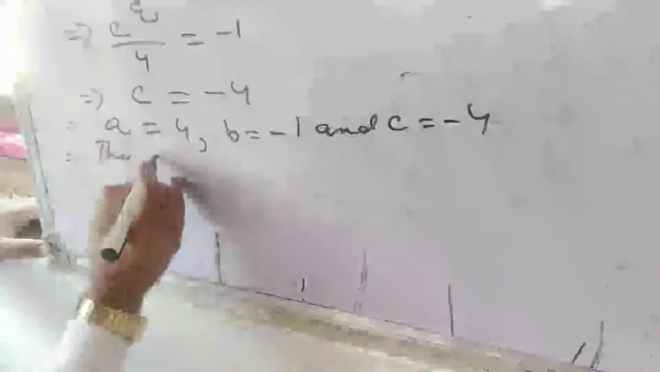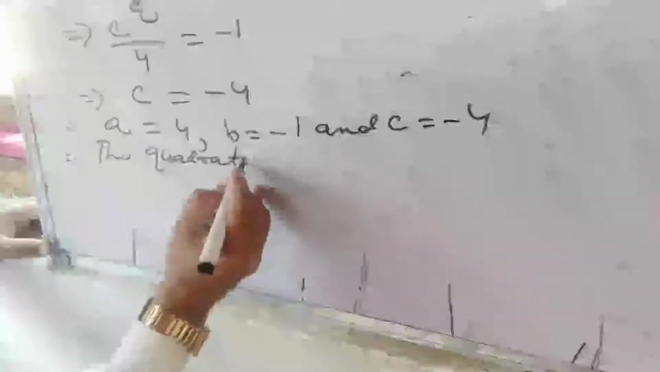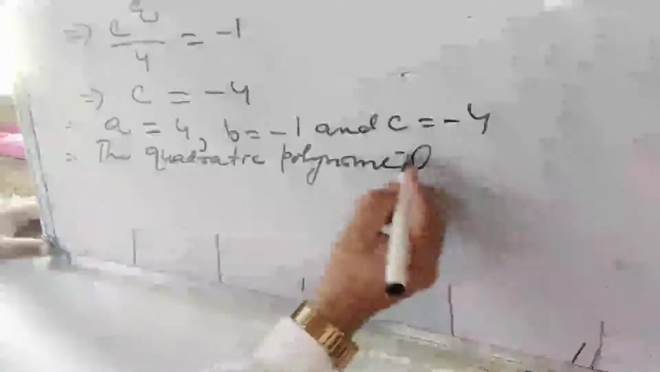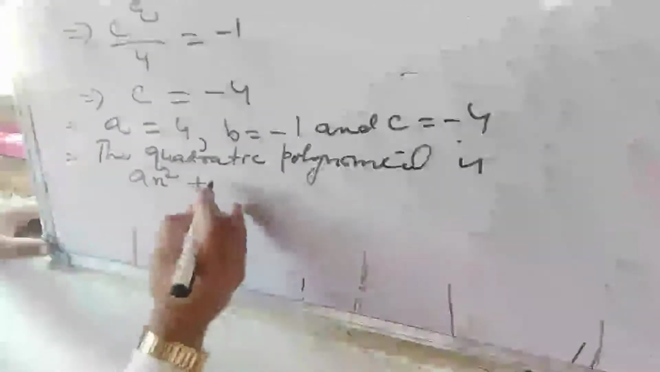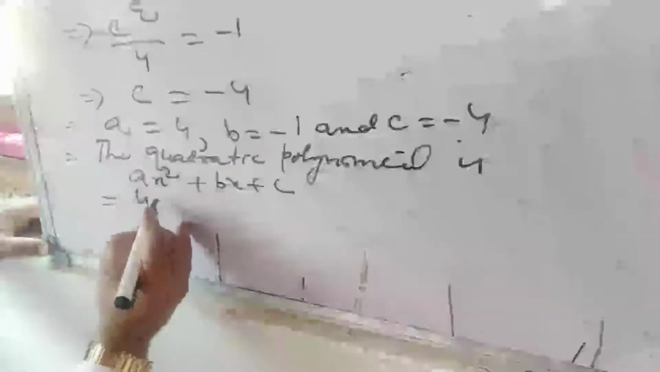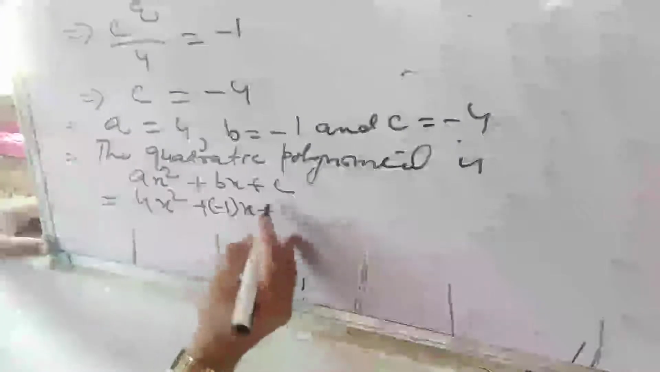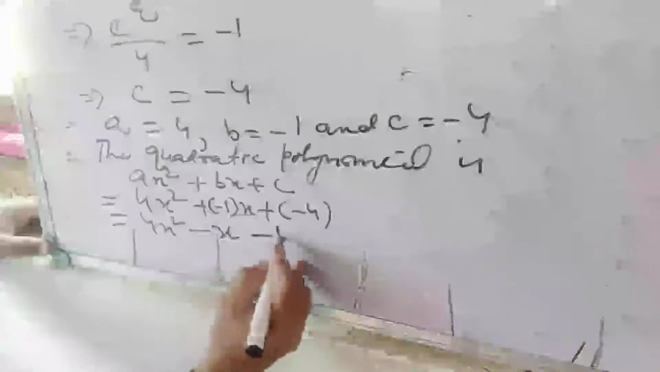Therefore, the quadratic polynomial is ax square plus bx plus c, as we have written it in our question, is equal to a, which is 4, x square plus b, which is minus 1, into x plus c, which is minus 4, is equal to 4x square minus x minus 4. Minus plus is minus. This will be the quadratic polynomial.